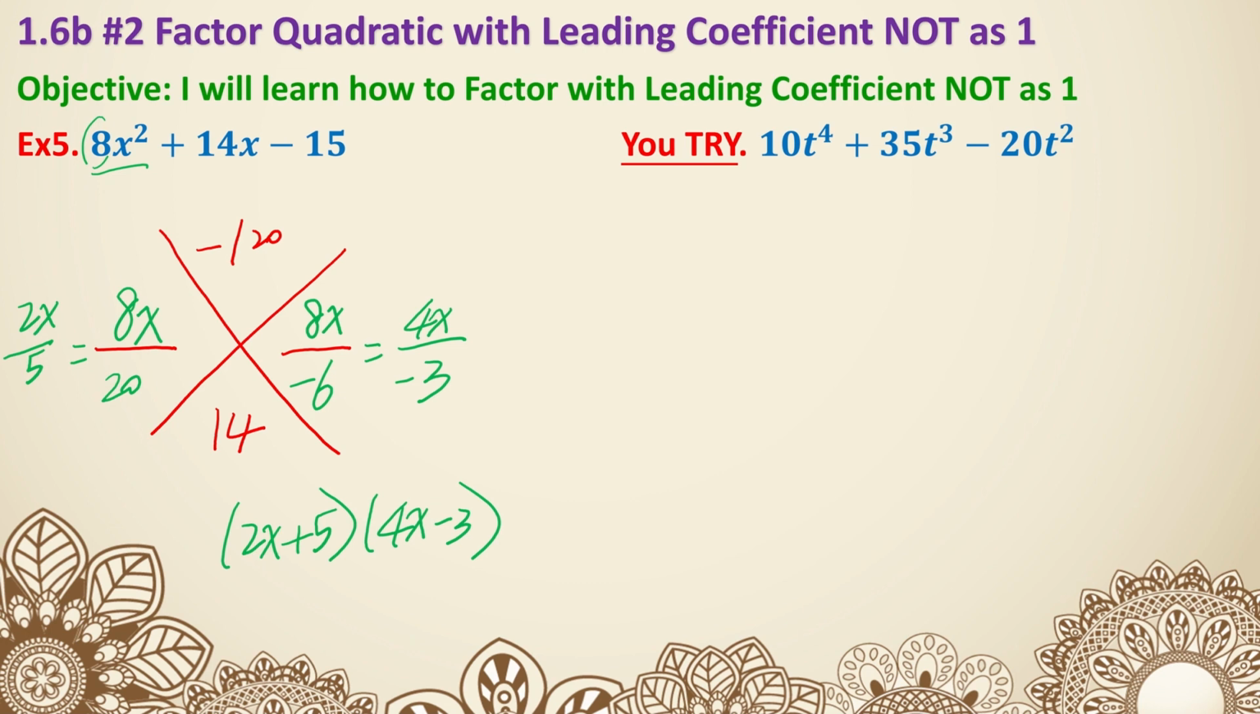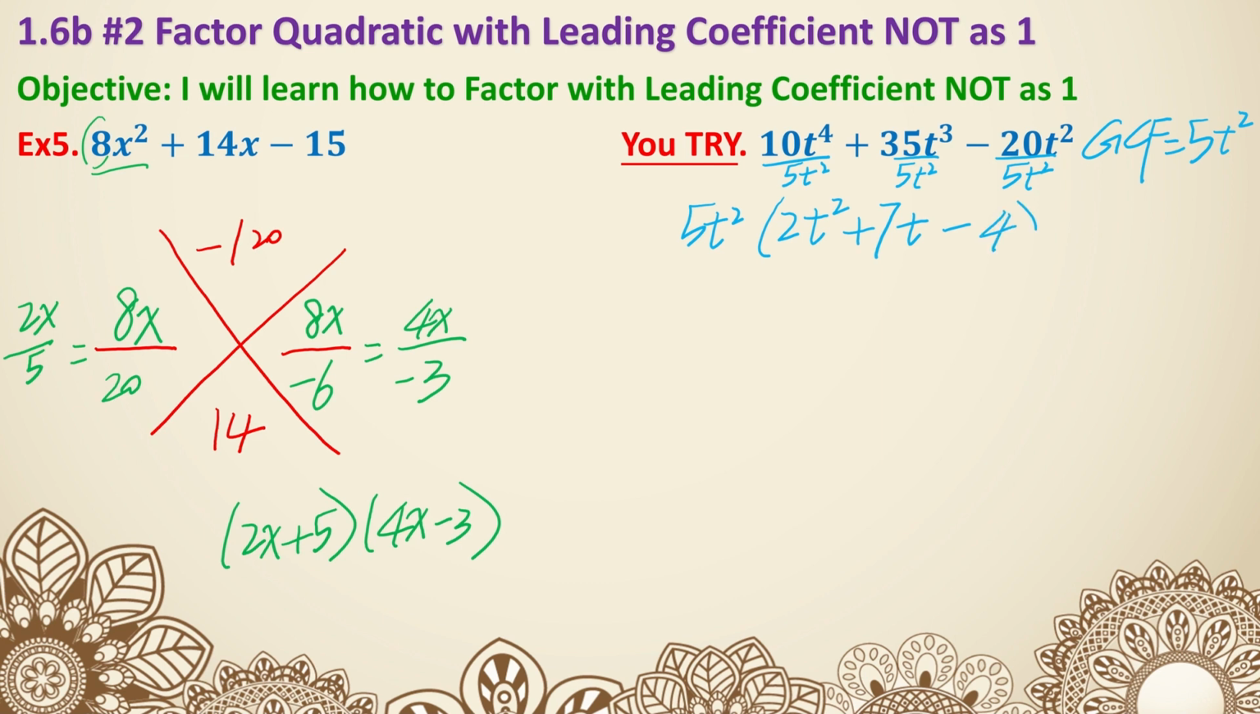Moving on, last example. This time we can see every single term at least has a t squared. Then we have the 10 and the 35 and the negative 20. So of course, first step, we gotta take out the GCF. The GCF in this case, 5. They all at least have t squared, so it's gotta be 5t squared. Take that out in the front, which means we're dividing every single term by 5t squared. We're gonna have 10 divided by 5 is 2. T to the 4th divided by t squared is t squared. Plus 7t minus 4.